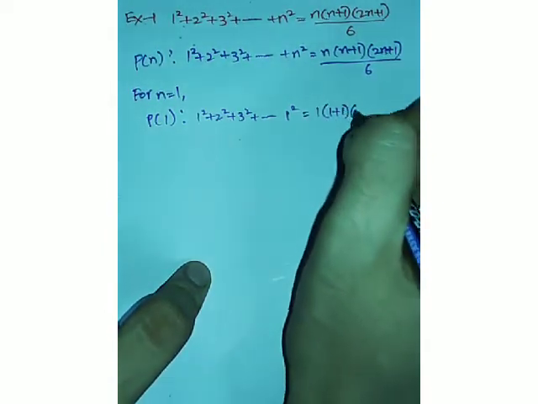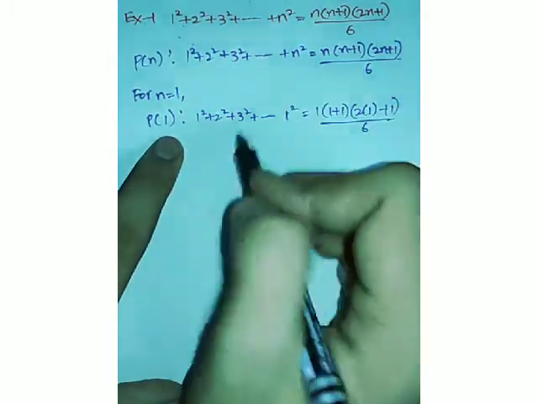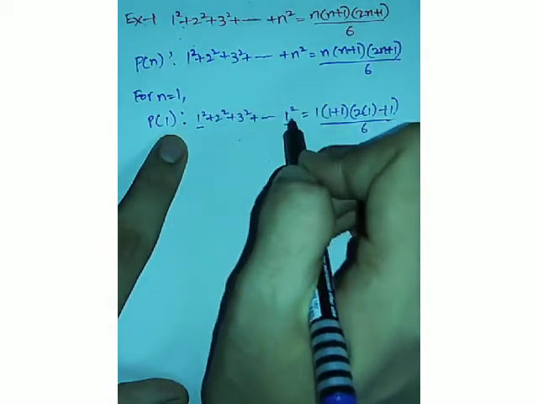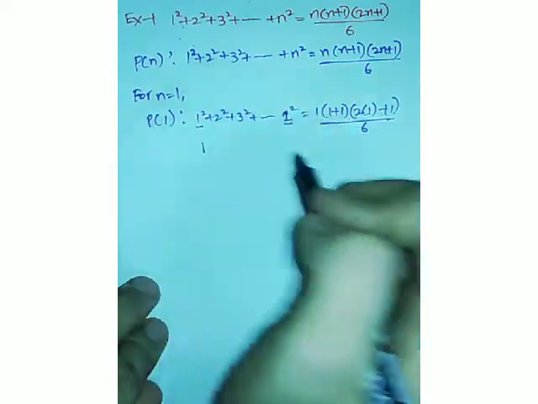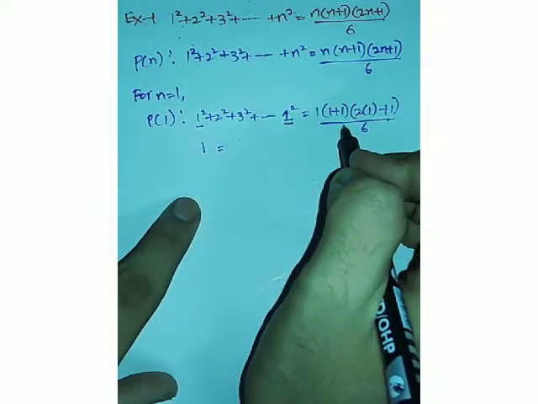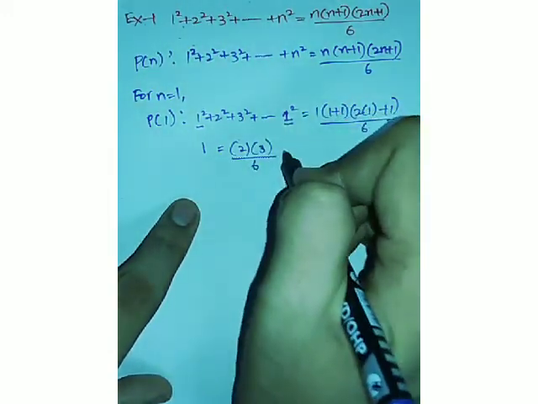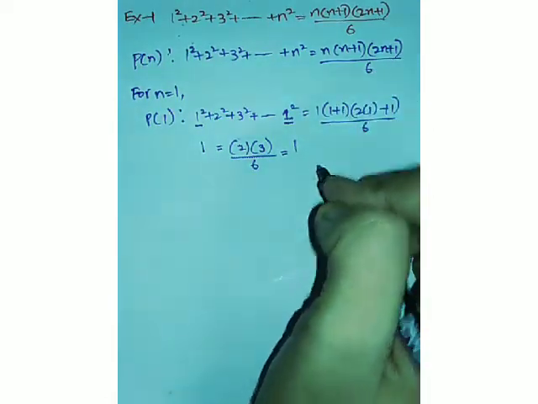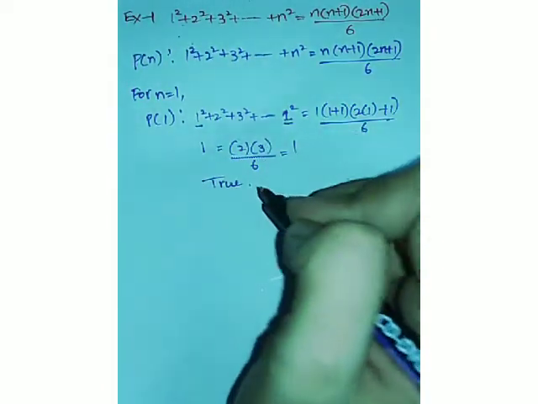1 plus 1, 2 multiply 1 plus 1, divided by 6. Now you can see if a series is starting from 1 square and ending at 1 square, it means there is only one term in that series, that is only 1 square. It means 1. So 1 must be equal to 1. Let's see if it is equal to 1 or not. So 1 times 2 times 3 upon 6, which equals 6 upon 6, which equals 1. So you have to write that the result is true for n is equals to 1.